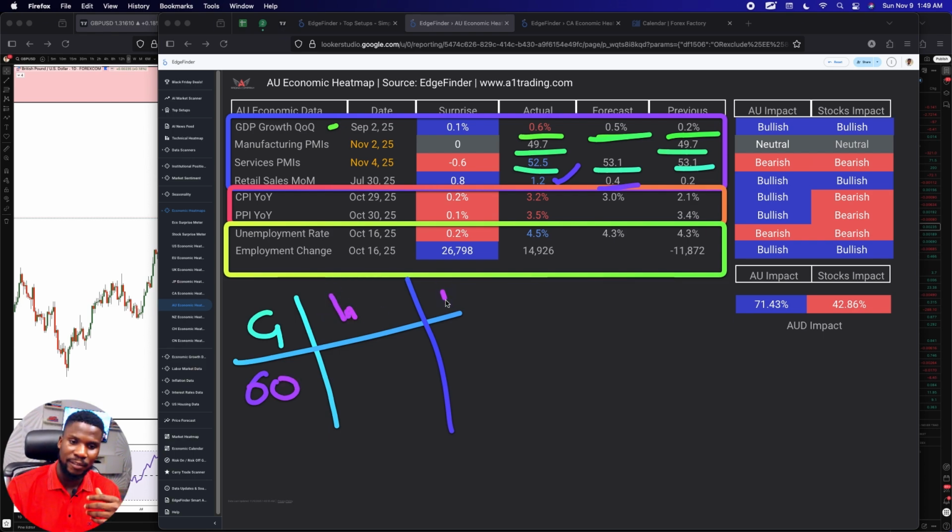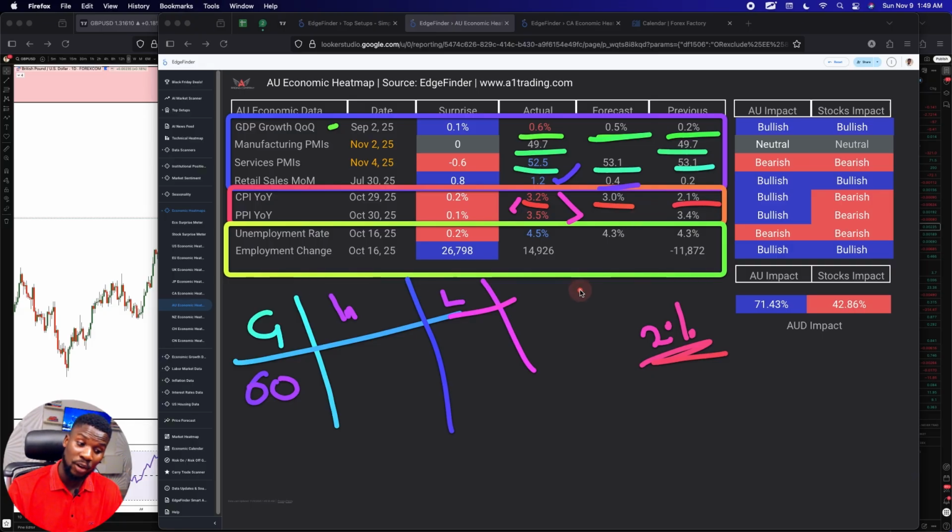Now, let's talk about the inflation, and then we talk about labor, then we see how we can aggregate it together. The CPI and PPI are still pretty high. Don't forget the benchmark again, 2% for inflation, and both are above the benchmark. As a matter of fact, CPI went straight up from 2.1% to 3.2%. That's a crazy number. The market was forecasting 3.0%, and we got 3.2%.